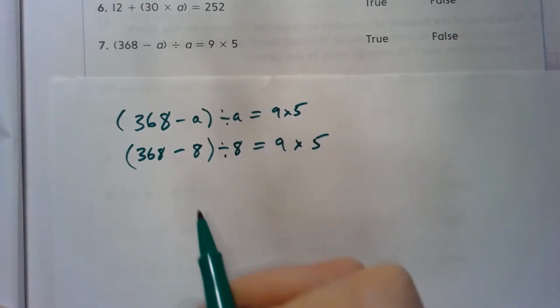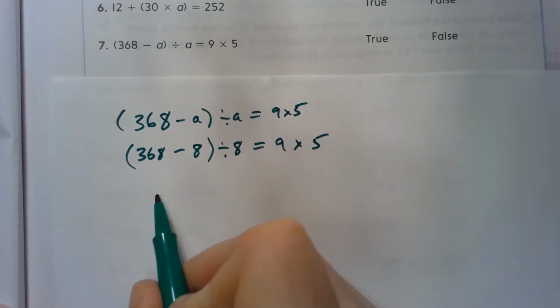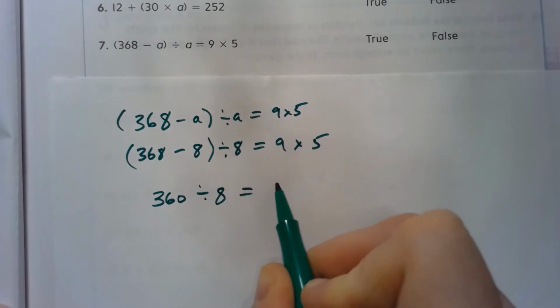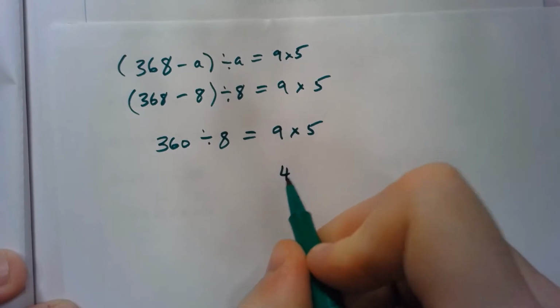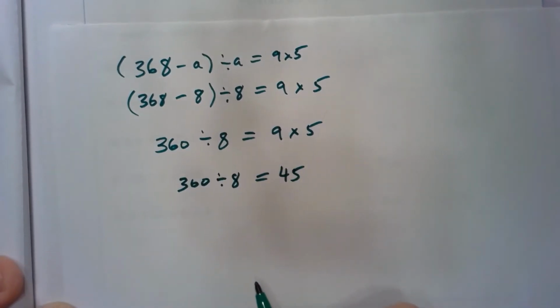And now I'm going to start solving. Parentheses means I'm going to do that first. So 368 minus 8 is 360. Then I want to divide that by 8 and find out if that's equal to 9 times 5. Well, I know 9 times 5 is 45. The question is 360 divided by 8, is that the same thing as 45?